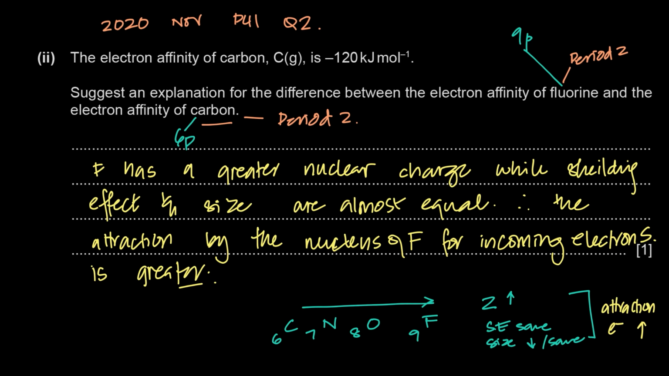All right. Now, if they had compared chlorine with fluorine, not carbon, then down the group, the electron affinity decreases. So chlorine, even though it has greater nuclear charge, will actually also have greater shielding effect and greater size, which will outweigh the increase in nuclear charge. So chlorine's attraction for the outer electron will actually decrease. So across a period, the attraction for outer electrons increases. Down a group, the attraction for outer electrons decreases.